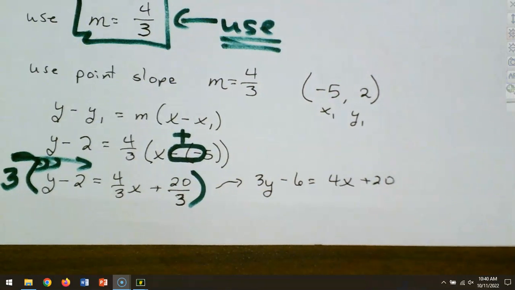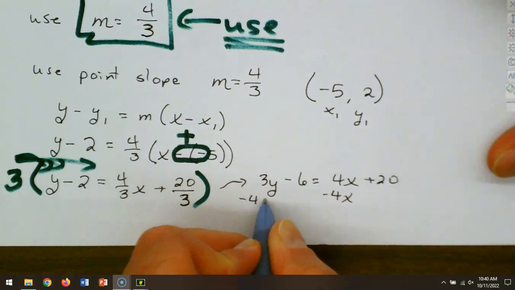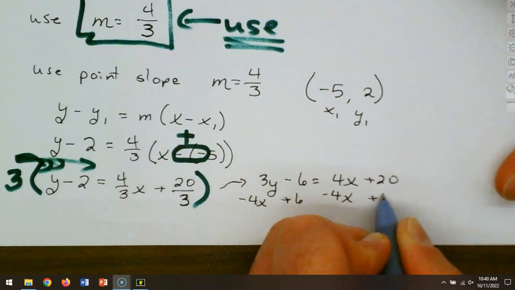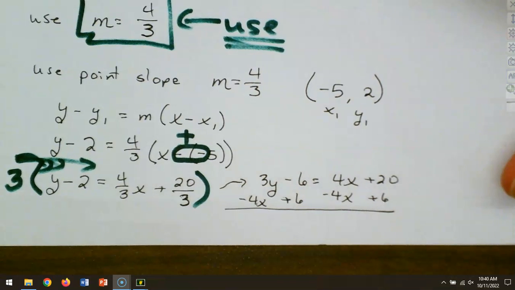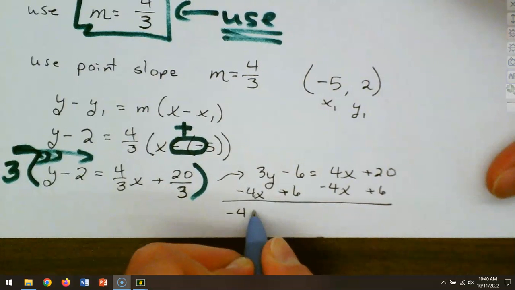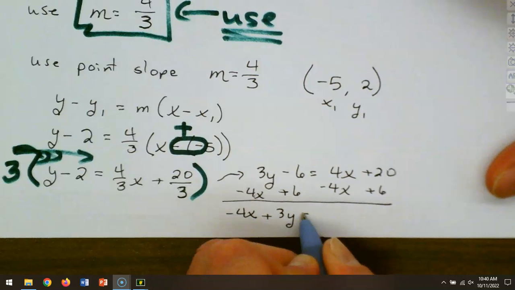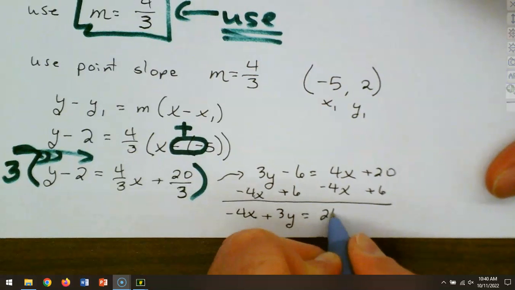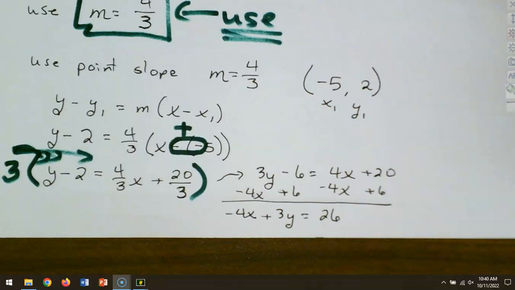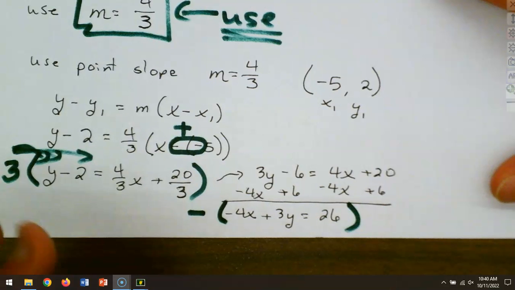We want it in standard form, so move the 4x over. Add the 6. So now we've got a minus 4x, right? We've got a positive 3y, and that equals 26. Is this in standard form? We're almost there. We're not quite. Standard form, we can't have that negative.